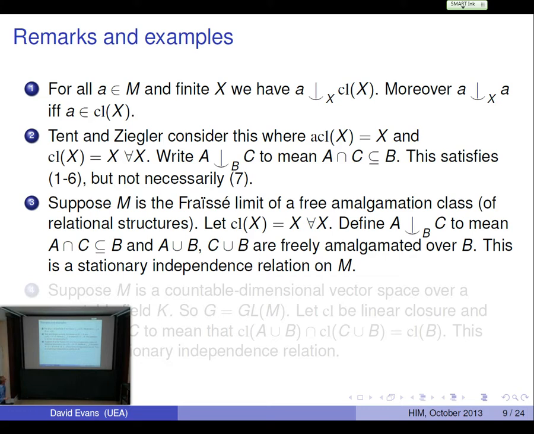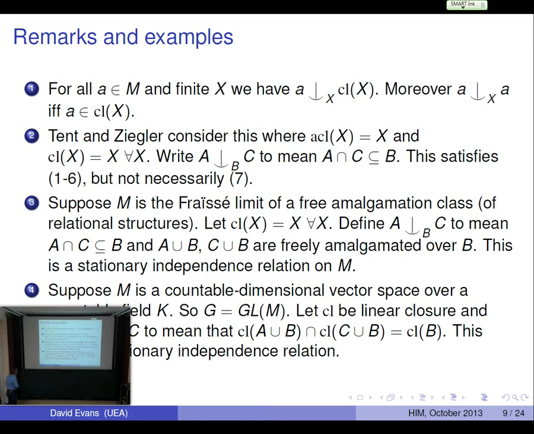Okay, so the free amalgamation example is a special case of this. And also the vector space example is a special case, because you can take your closure to be linear closure, as you might expect, and independence to mean linear independence. Or because we're in a vector space, we can say this more neatly: the closure of A together with B, intersect the closure of C together with B, is just the closure of B. And this gives a stationary independence relation. So we have some meaningful examples, even if they're the same as the ones we had before.